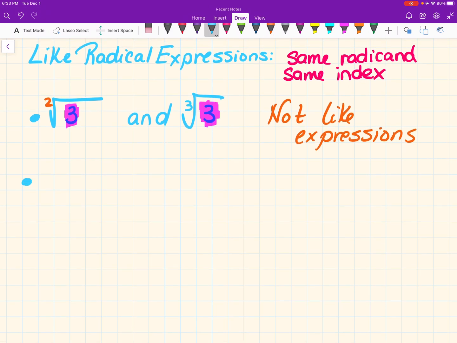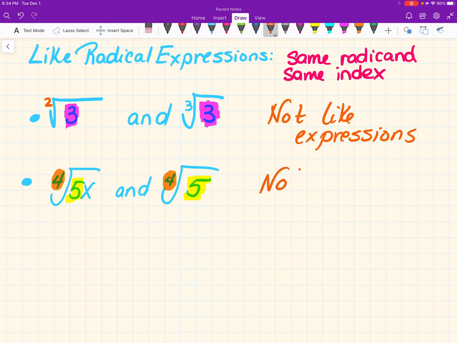Now the next one, example I gave you, was the fourth root of 5x and the fourth root of 5. And I did this on purpose. These look very, very similar. The indices are the same. The 4 and the 4, they're the same. We have a 5 under each of the radicands. But one of them is a 5x and one of them is a 5. Therefore, these are not the same. So these are not like expressions. 5x and 5 are not the same. And you know that. You can't add 5 and 5x together. So these are not like expressions.